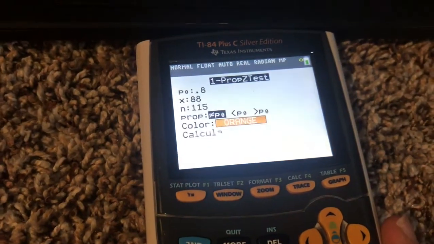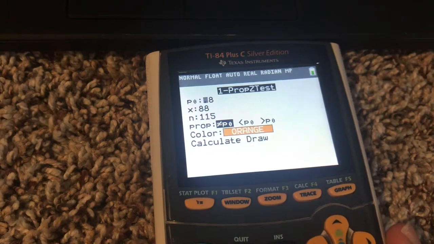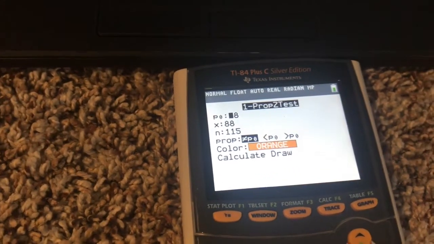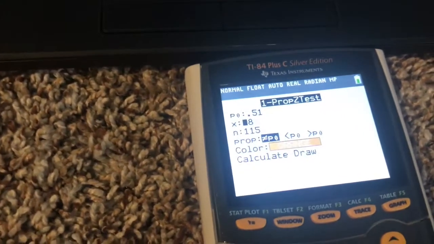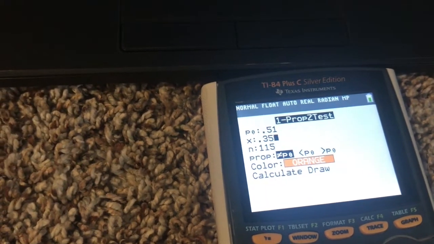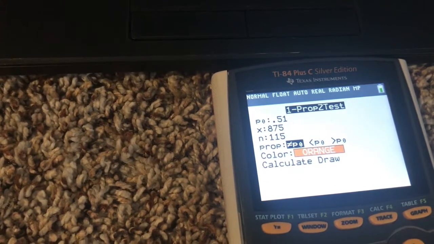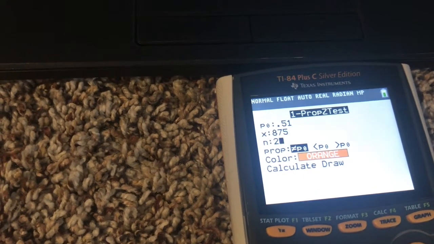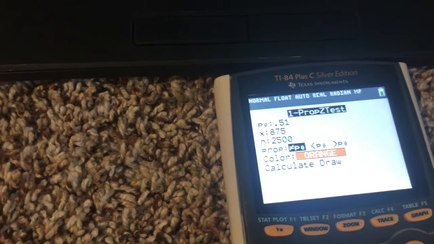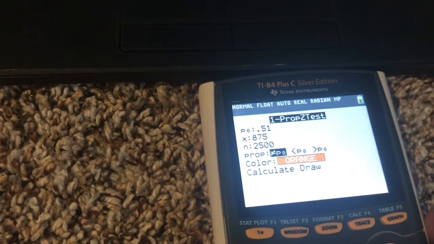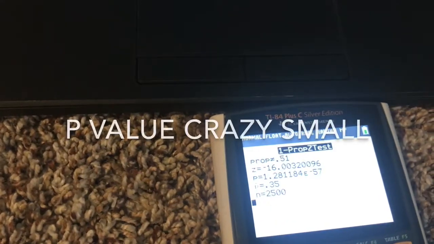So if we go into stat test, one proportion z-test, the null hypothesis is we would have expected 51% to vote for him. Sorry, I need to make that 0.51. Our x value is whatever 35% of 2,500 is. I'm going to have the calculator do the work for me. That has to be a whole number. 875 is a whole number out of 2,500. You can't put a percent in there. You have to think of how many people that was. And we are wondering if this is a significant difference, so we would just calculate that.